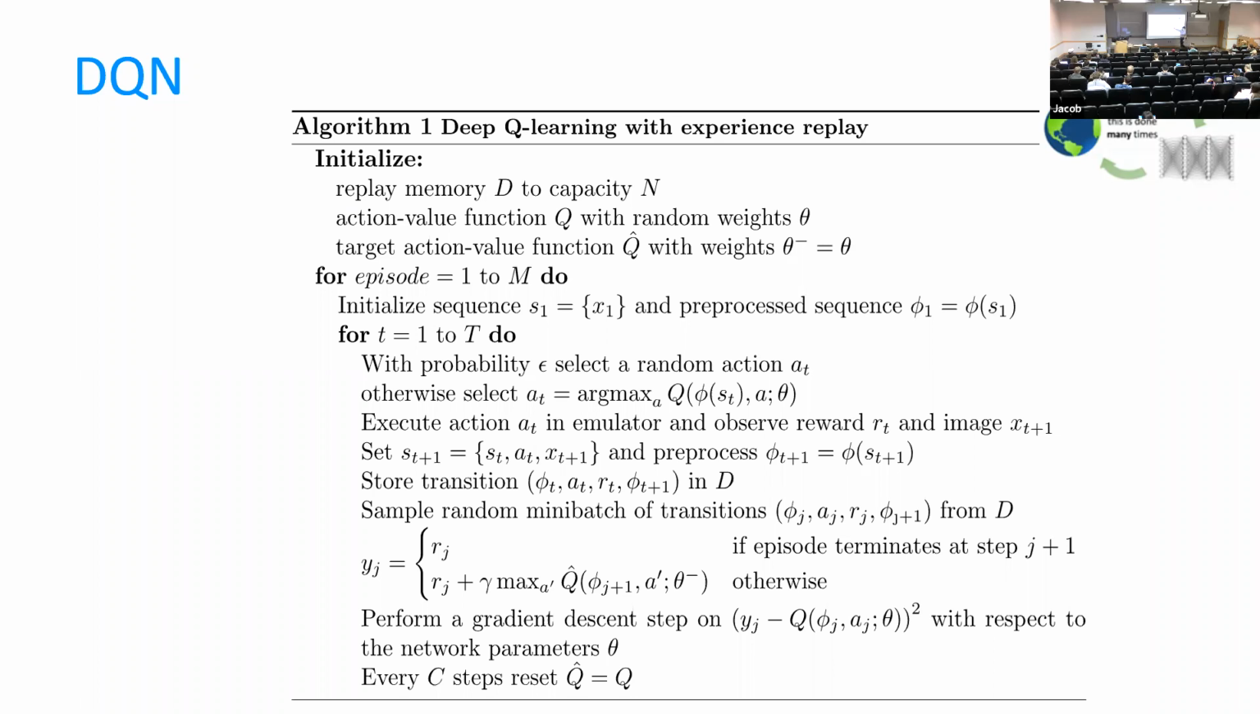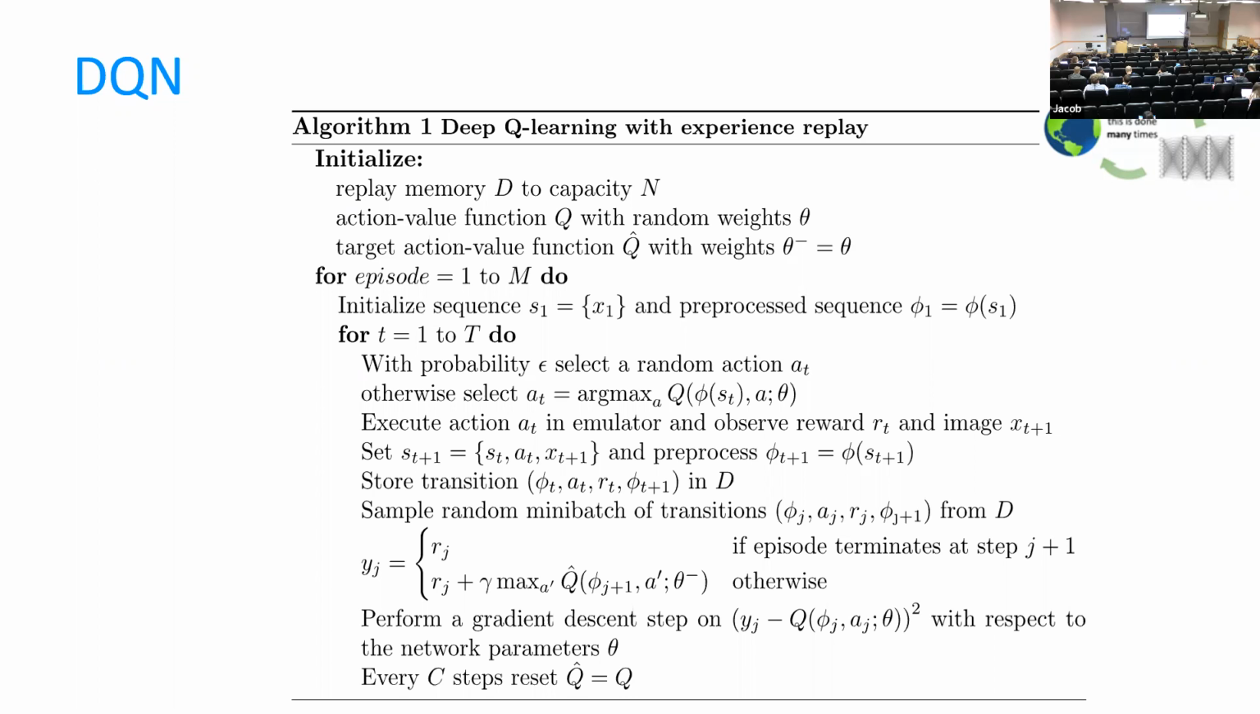Then we will execute that action in the simulator, observe a reward and a new image, or we could call this a new state. We'll call this an image. And then we will set s t plus 1. So we will make a tuple of s t, the previous state, the current action, and the next observed frame, and apply some preprocessing function. Then we will store this, which we will call a transition, where we have a previous state phi t, an action, a reward, and the next state. And we'll store that in our replay memory D.